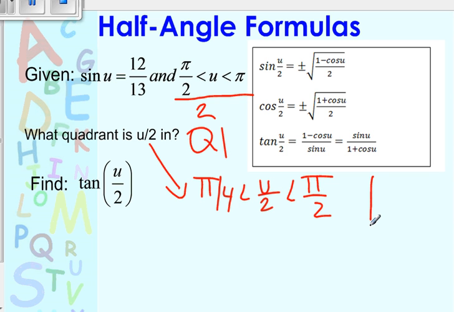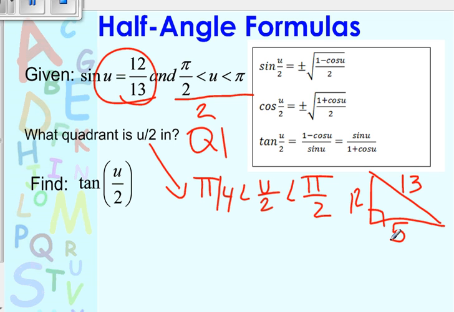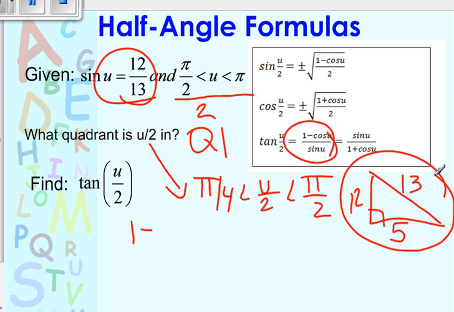And then I'm going to draw my triangle. Okay, they told me that the sine was 12 over 13, which means this bottom piece here was 5. Again, Pythagorean theorem, if you don't know that, that is 5. Okay, and then we're just going to find the tangent. So we're going to follow through our tangent formula here. So we're going to do 1 minus the cosine of our triangle over here. So the cosine is x over h, so 5 over 13, divided by the sine, which is 12 over 13.